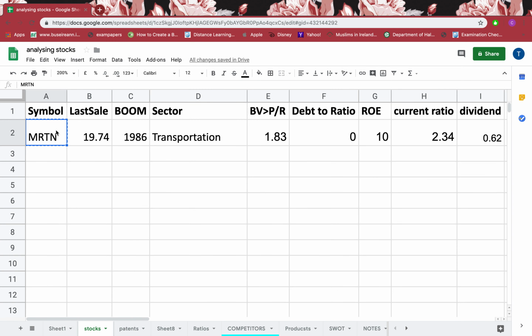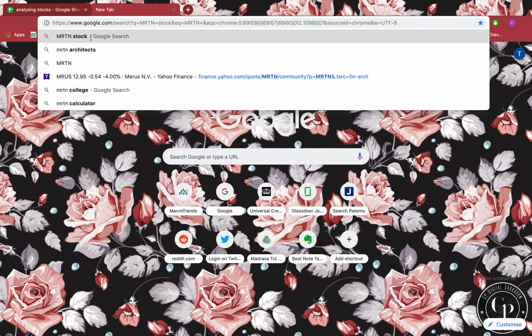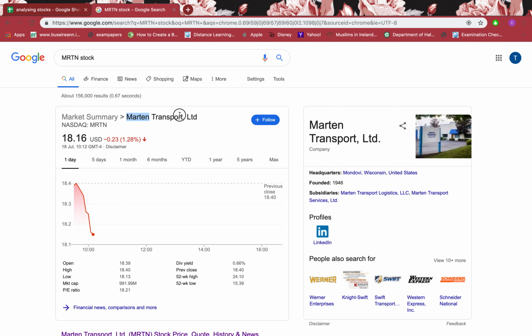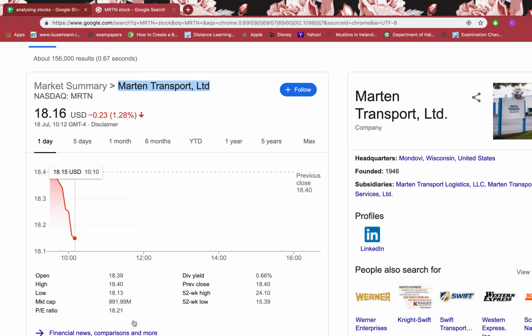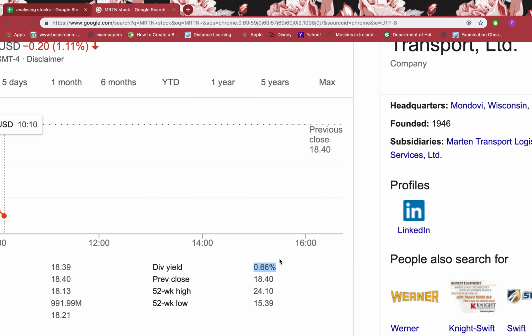In this tutorial, I will show you about the MRTN symbol. I'll copy that, paste that, and write stock beside it. And you can see the name, and you can see the market cap is in millions. It's nearly a billion, so it's a big company, nearly. And you can see the dividend yield as well, which is 0.66%.